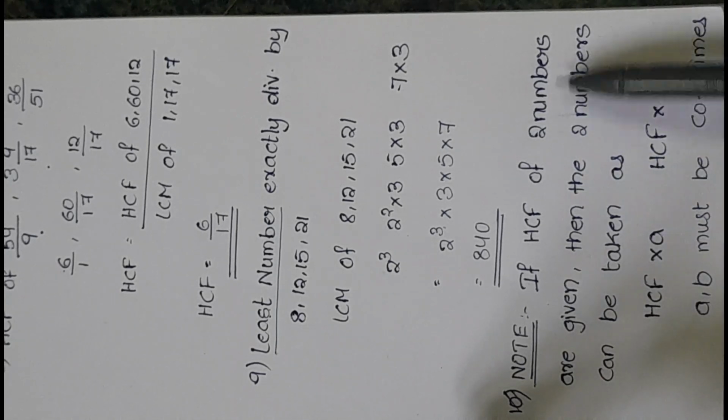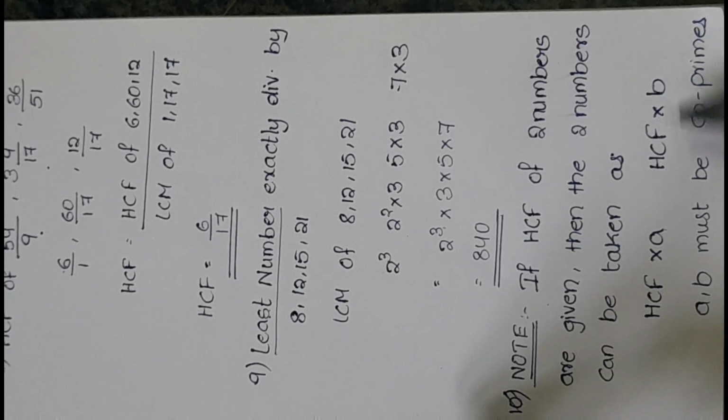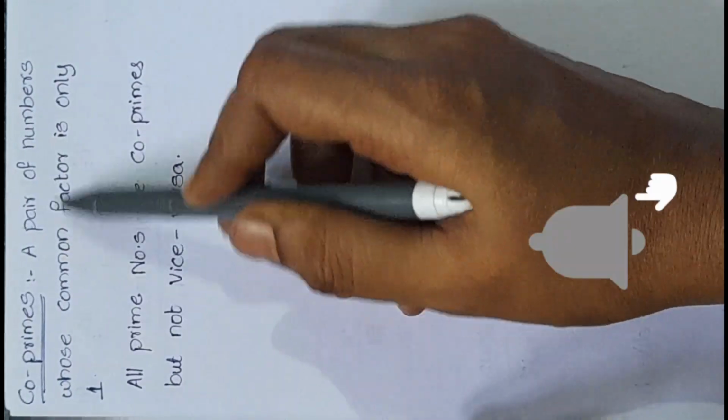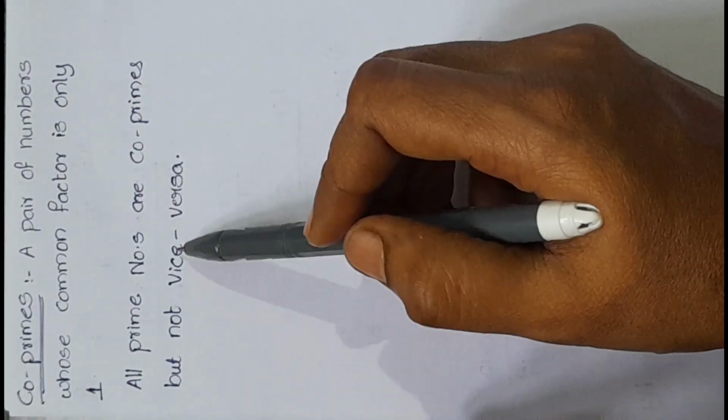Note point: if the HCF of two numbers is given, then the two numbers can be taken as HCF into A and HCF into B. Here A and B must be coprimes. Let us see the definition of coprimes. Coprimes are a pair of numbers whose common factor is only 1. Here all the prime numbers are coprimes, but all the coprimes are not prime numbers.